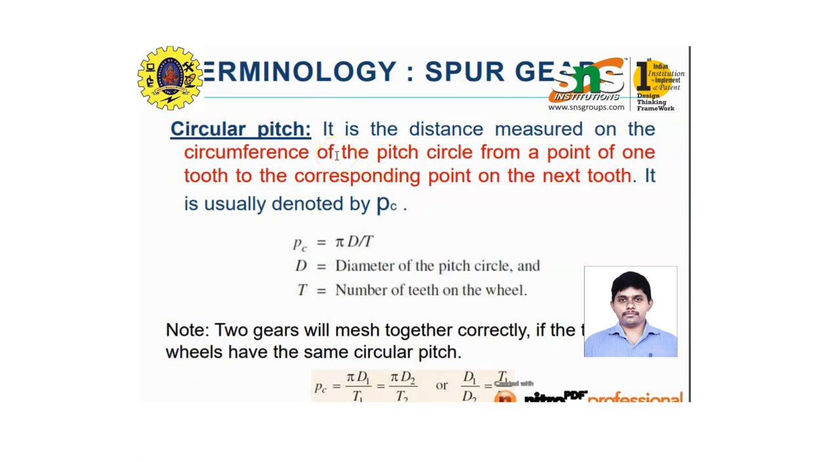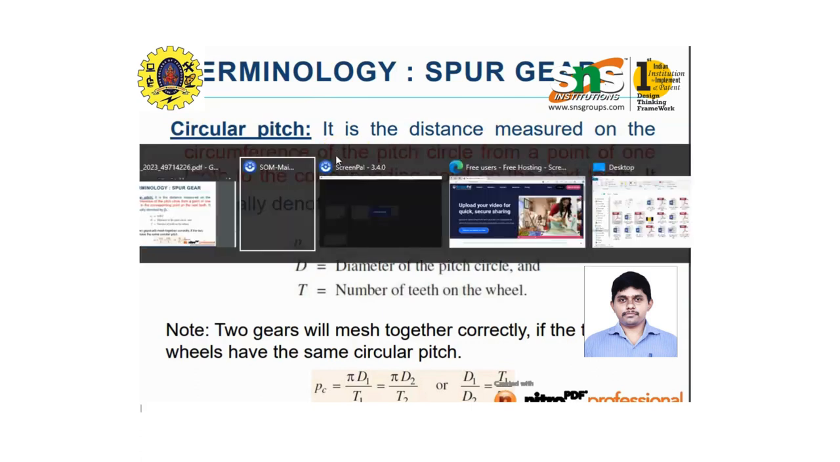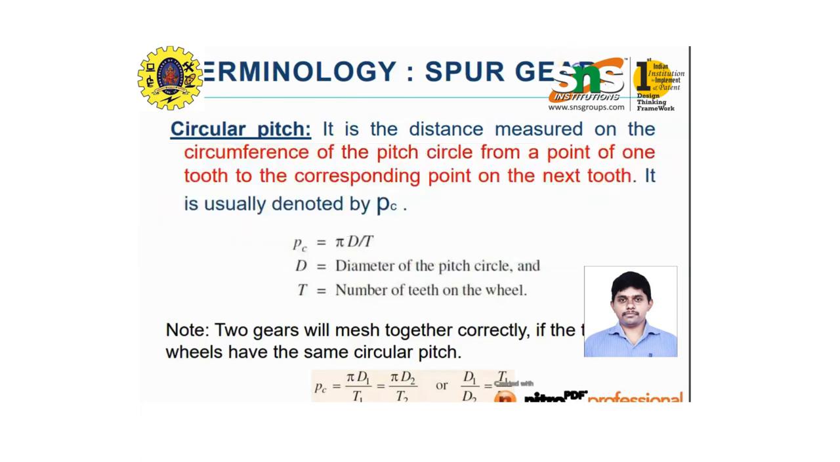Spiral bevel gears are the other type. According to pitch, the first one is called the circular pitch. Circular pitch means the distance measured on the circumference of the pitch circle.